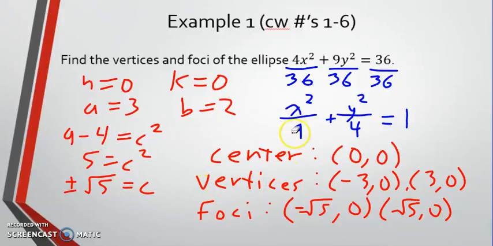So since the vertices were going left and right, because that bigger number was underneath x, my foci are also going to go left and right, because the bigger number is underneath x. So those should always go in the same direction. If these are going in the x direction, then these should also go in the x direction. So now we have the coordinates of all of our vertices and foci.